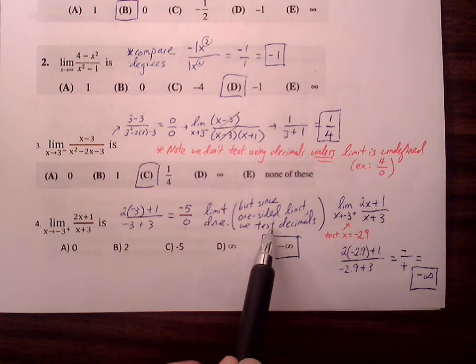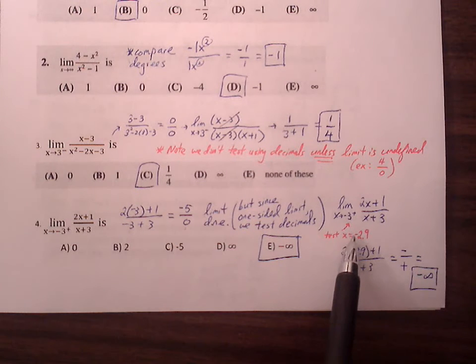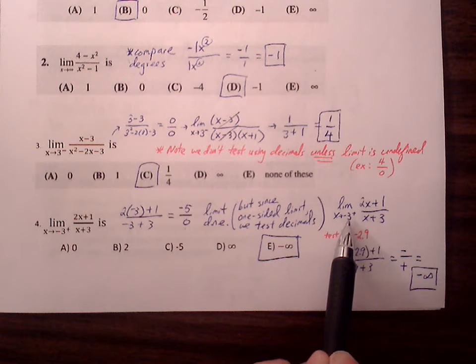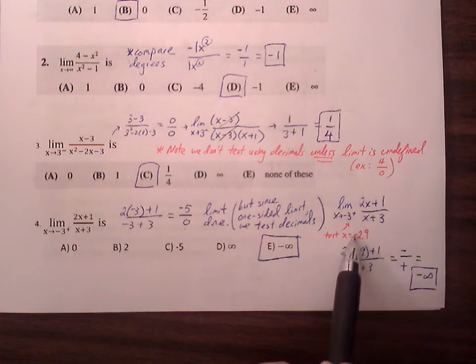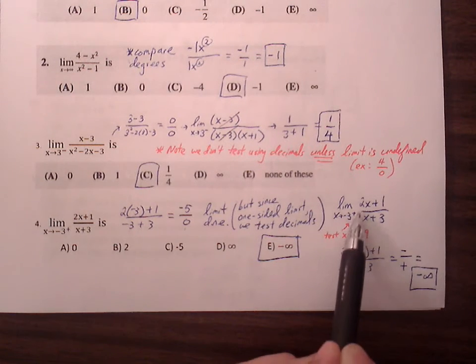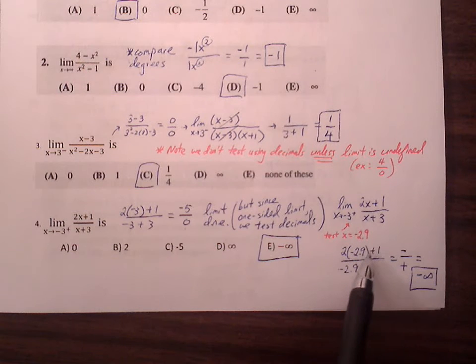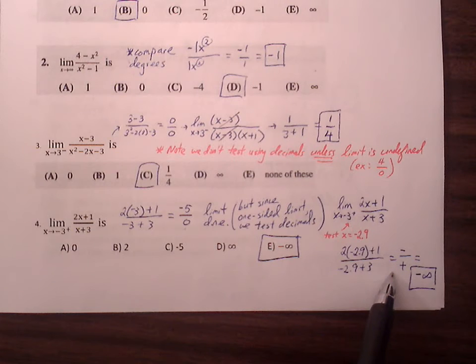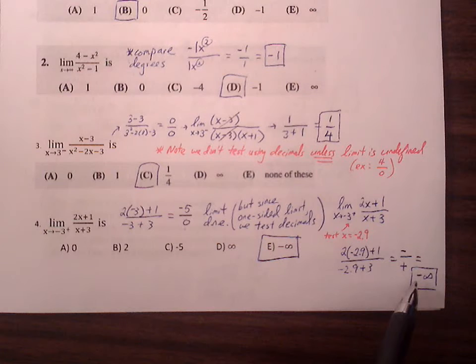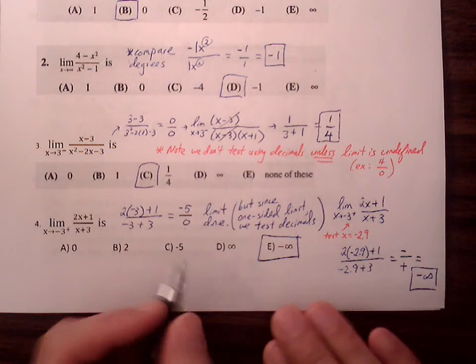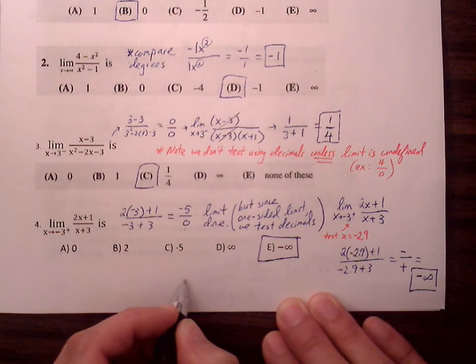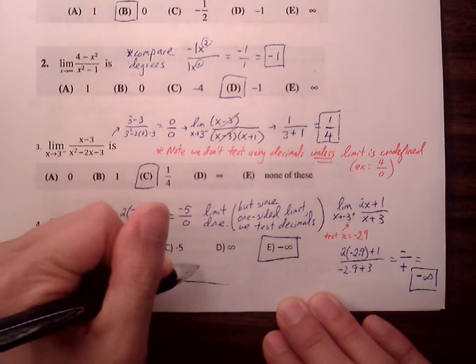To decide that without having to look at the graph, we test a decimal value in the direction that this x value is approaching. So if we're approaching negative 3 from the right side of negative 3, that decimal value is negative 2.9. Now if I plug negative 2.9 in for x, we'll see whether it's positive or negative overall. So numerator we get negative, denominator we get positive, so negative over positive is negative. That means as we approach negative 3 from the right side, our graph is going to go towards negative infinity. So the graph may look something like this.